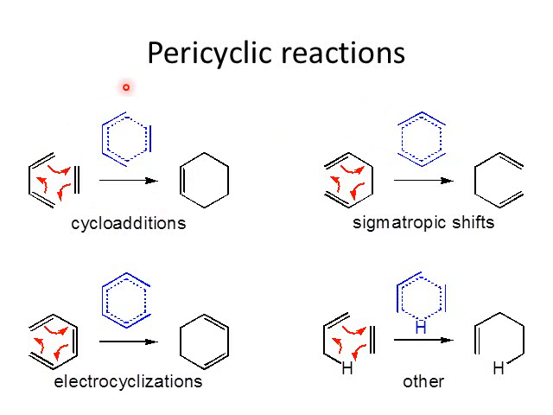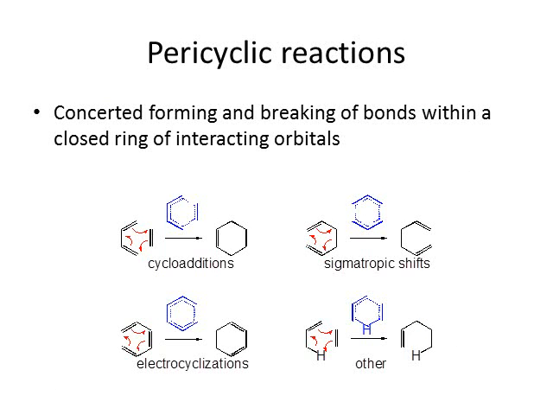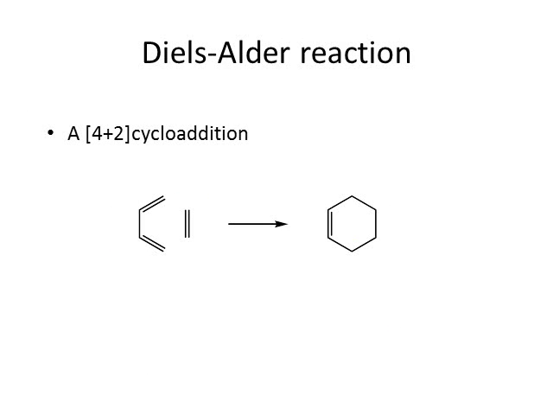We're going to spend most of our time on cycloadditions, though I'll come back in part 3 and spend a little bit of time on electrocyclic ring closure. Like I said, pericyclics are defined as concerted reactions where all the bond forming and breaking happens simultaneously within a closed ring of interacting orbitals. So the electrons in the transition state that are changing are in a loop of orbitals that are all aligned around a ring.